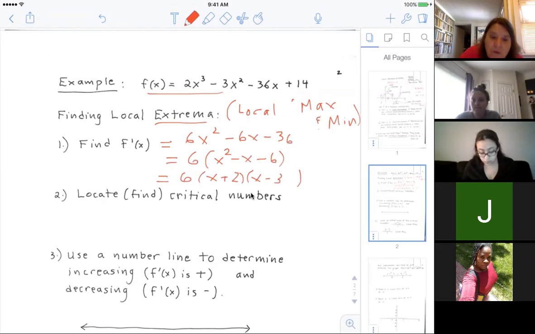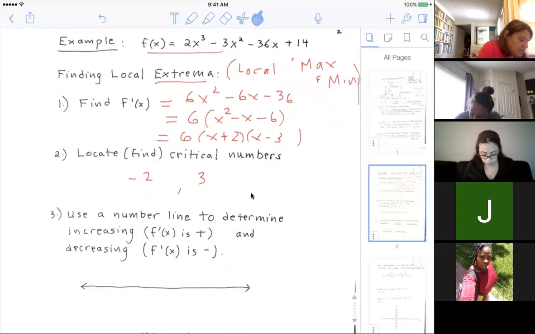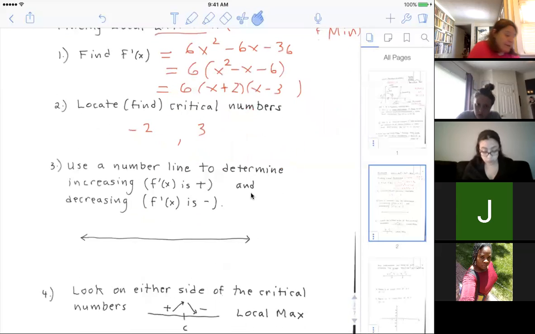So tell me what the critical numbers are there, guys. Once I did this, what are the critical numbers? Negative 2 and 3. Perfect. Negative 2 and 3. Okay? So the next thing I'm going to do is put them on my number line. See, I'm not really doing anything different than I did last night. So that's negative 2, then that's 3.